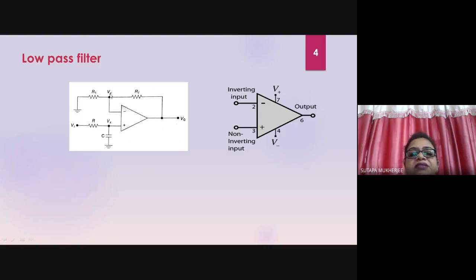If you apply KCL here, tell me yourself what will happen. This is 0. So what does KCL say? The current incoming and current outgoing will be equal. The amount of current incoming to the node 1, say this is node 1, what will be the amount of current?